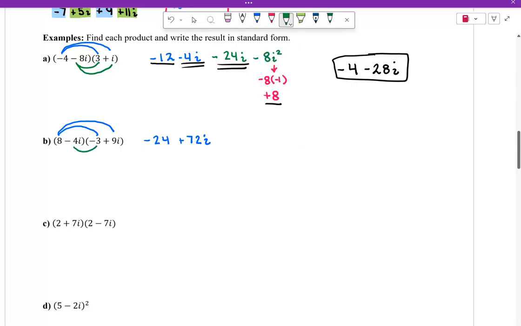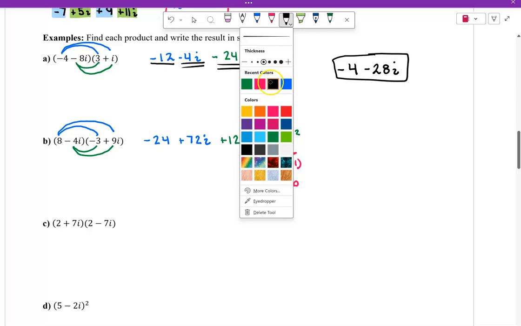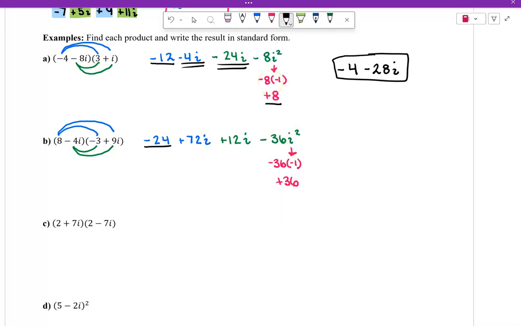We're going to take the negative 4i, multiply it times everything in the back. So we're going to get positive 12i minus 36i squared. Again, we're going to fix this. This is a negative 1. I'm going to go ahead and drop down negative 36 so that I can change this to a positive 36. So negative 24 plus 36 is 12. 72 plus 12 for my imaginary units would give me plus 84i.